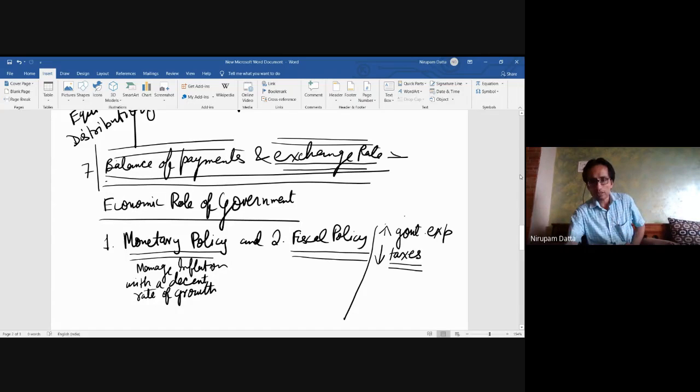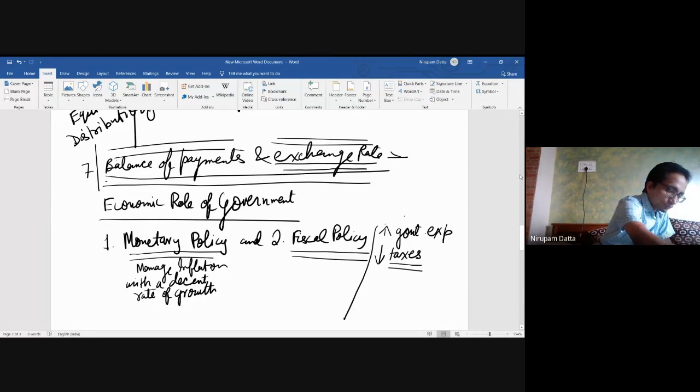So through using fiscal policy and monetary policy, the government plays an important role in determining the level of output in the economy, especially when the output level is below the full employment level. Okay. So this is where the economic role of the government plays out.